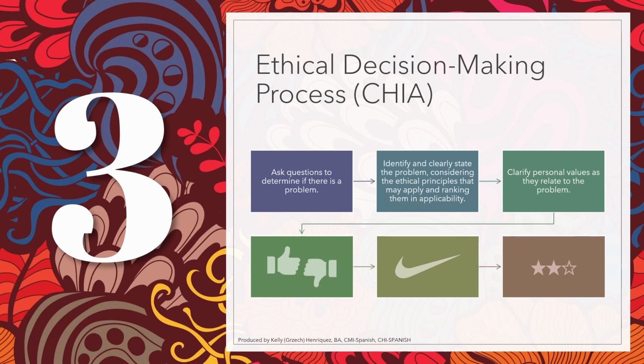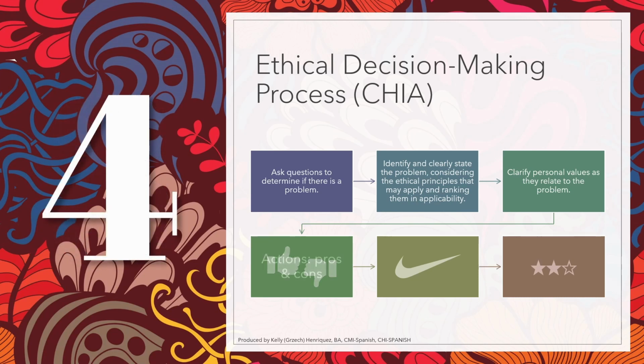Step 4, we have our thumbs up and our thumbs down. We have Drake and Hotline Bling, pros and cons, right? Actions, so we're going to pick a couple of different actions and we're going to kind of rank, okay, what are the pros of each action, what are the cons of each action, especially as they relate back to ethical principles. So we're going to consider alternative actions, including benefits and risks.